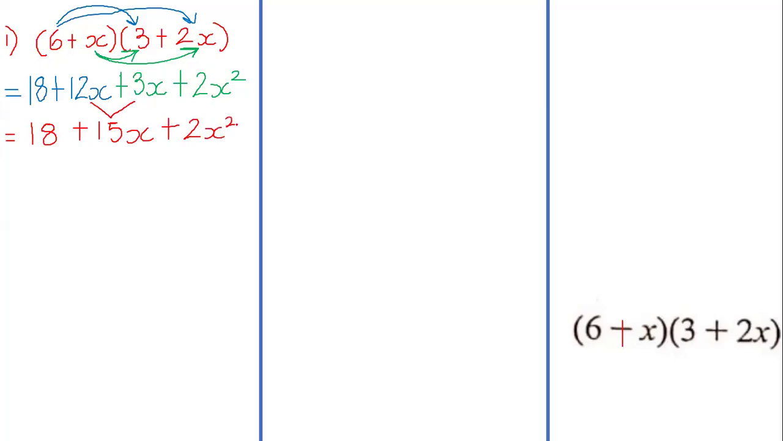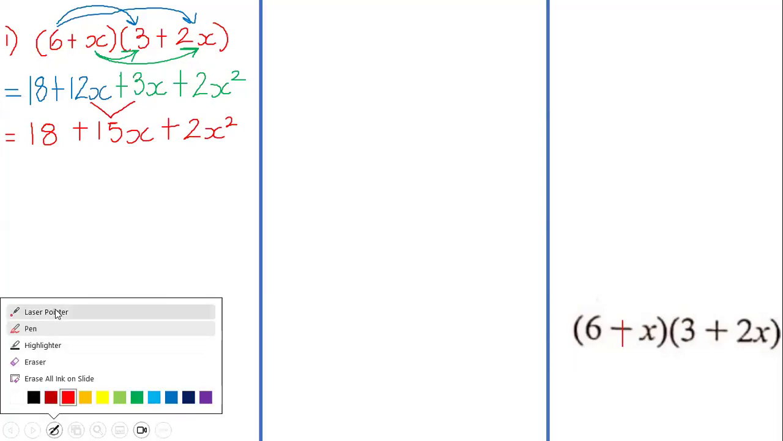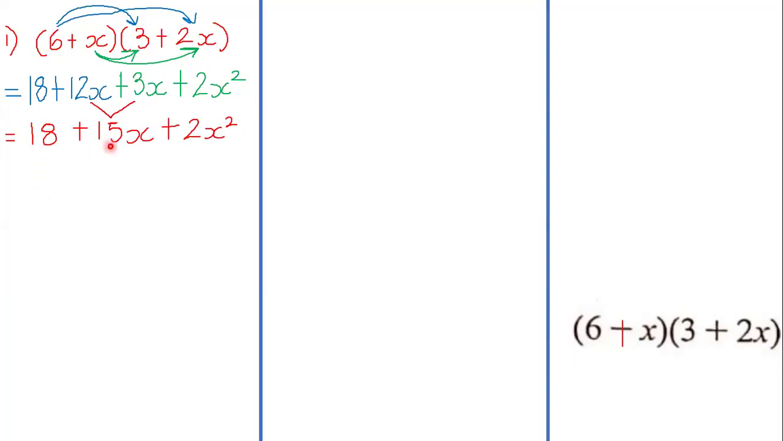All right, does that make sense to us? Let me know if you all understand this. This is the final answer. We have no more other things to do. There's nothing more we can simplify, because 18 is a constant that I can't add with 15x, and 15x can't add with 2x squared. So the answer is 18 plus 15x plus 2x squared.